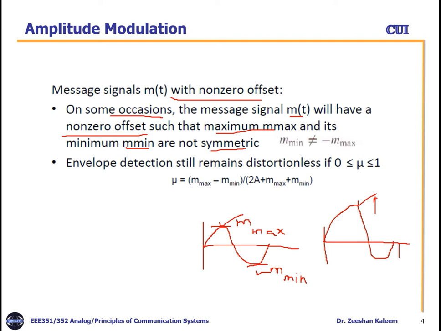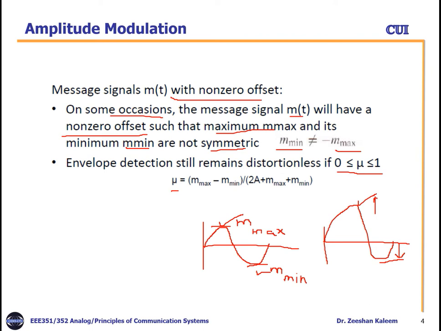So in this case, how to calculate the modulation index? This is not the symmetric case, that is m minimum is not equal to m maximum. Envelope detection still remains distortionless. In this case, the envelope detection is still possible if mu is greater than or equal to 0 or less than or equal to 1. However, mu is not just calculated by putting mp over A here. Here the formula will be different.